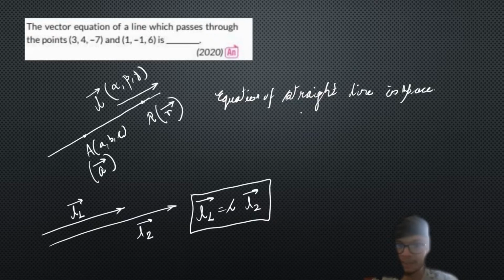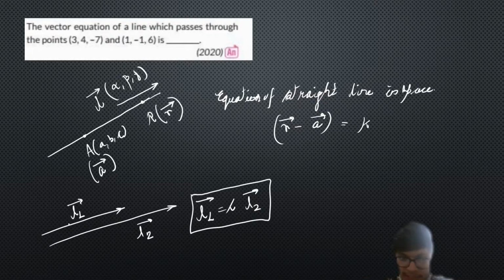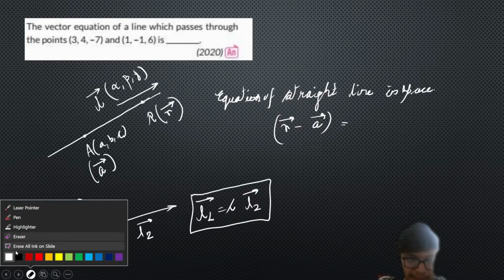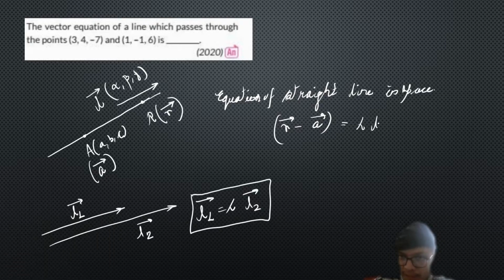Similarly, to write the equation of a straight line, I will equate this vector AR. The AR vector is the position vector R minus the position vector A, and it is equal to some constant, which I call lambda, times the L vector, right?